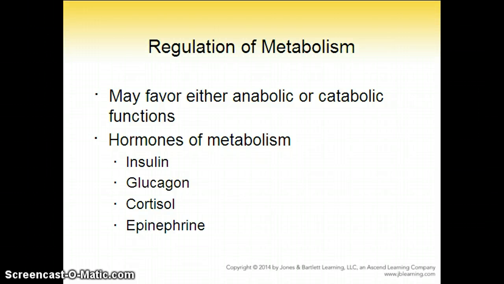Regulation of metabolism. The hormone insulin regulates metabolism by favoring anabolic pathways. It promotes the uptake of glucose by cells, thus removing it from the bloodstream. Glucagon, cortisol, and epinephrine stimulate catabolic pathways. These hormones promote the breakdown of glycogen to glucose and of amino acids to make glucose via gluconeogenesis. The breakdown of liver glycogen increases the amount of glucose in the blood.